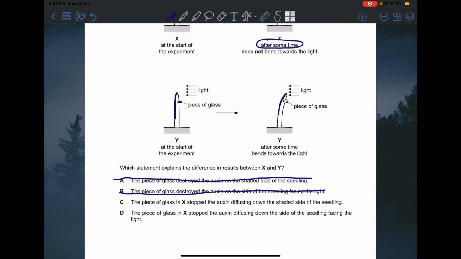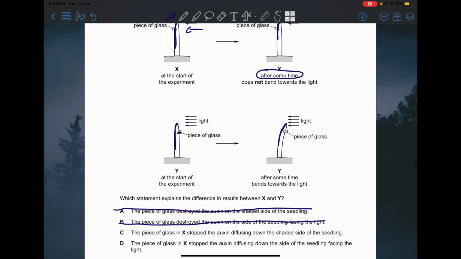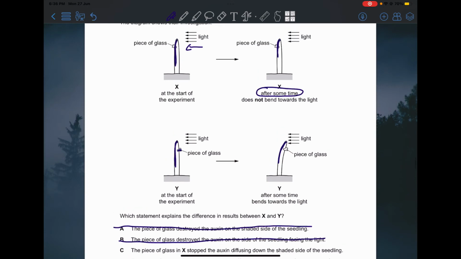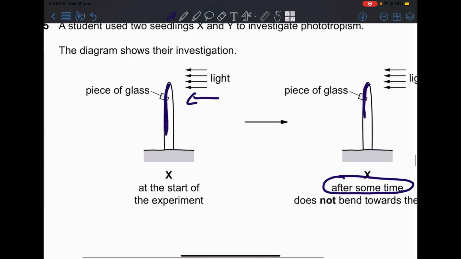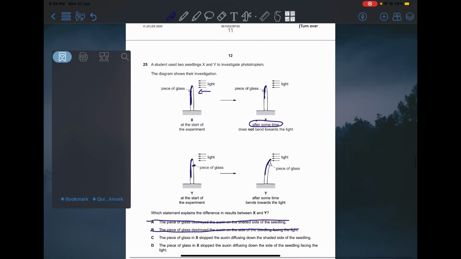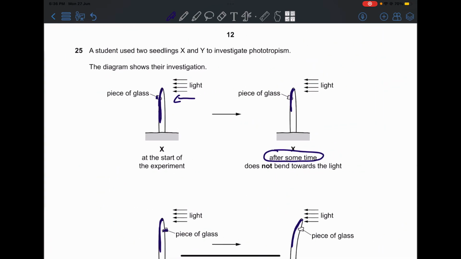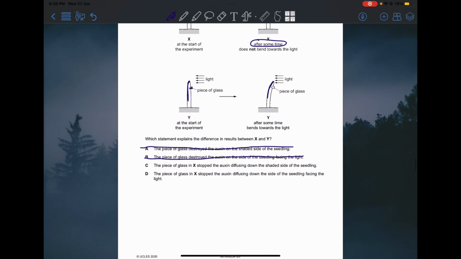C says the piece of glass in X stopped the oxygen from diffusing down the shaded side of the seedling. Now this is actually a correct explanation because over here the piece of glass is of course going to stop the diffusion of the oxygen. We know that oxygen moves in the plant by diffusion. So it's going to stop the diffusion because the piece of glass is disturbing it. So actually this is the correct option. And also it says in the shaded side, unlike this one in the side facing the light, which is incorrect.